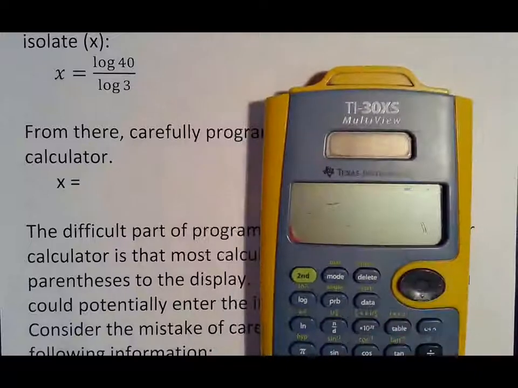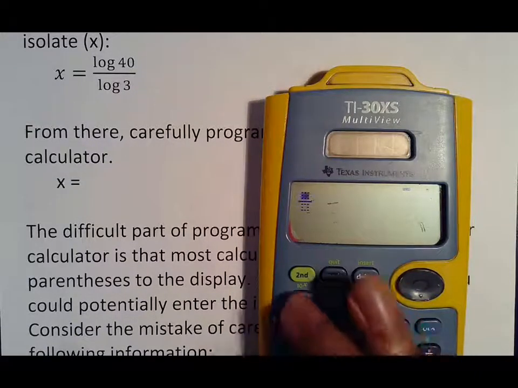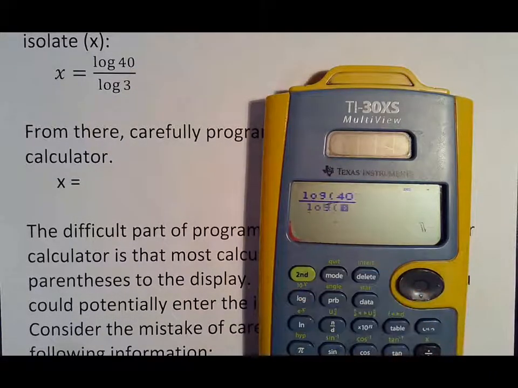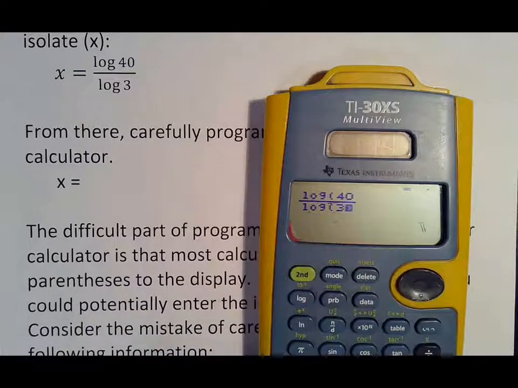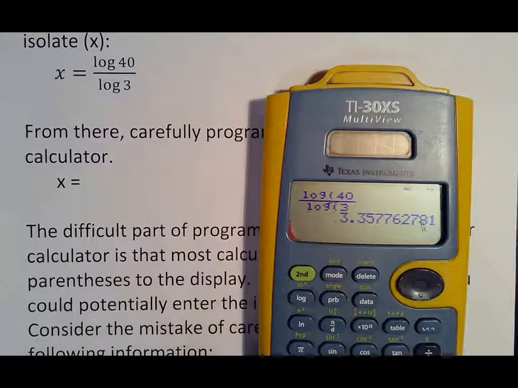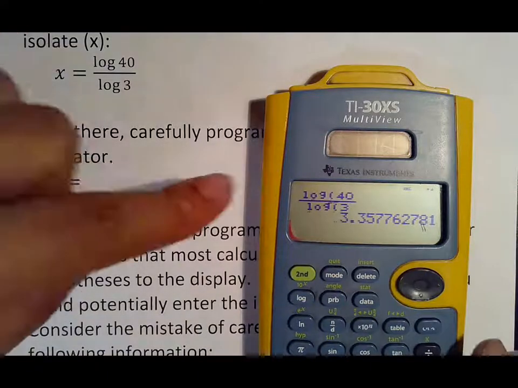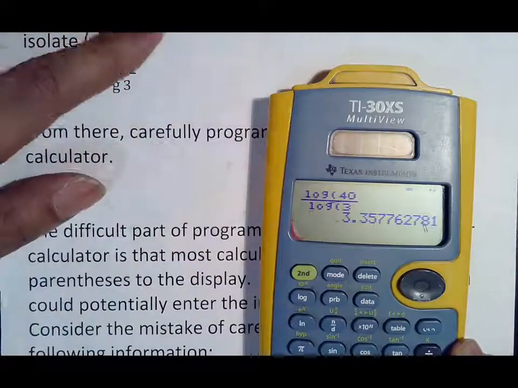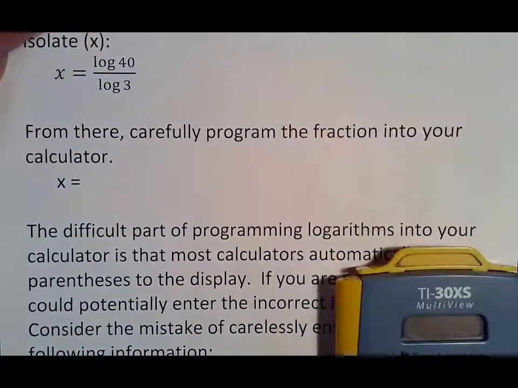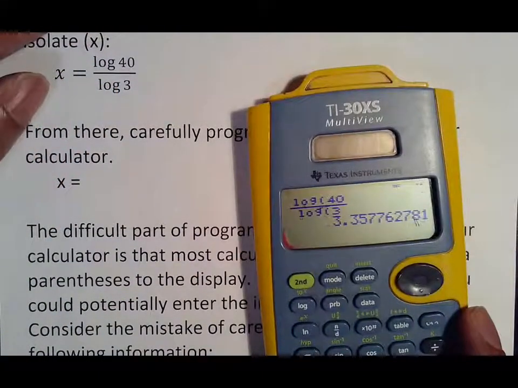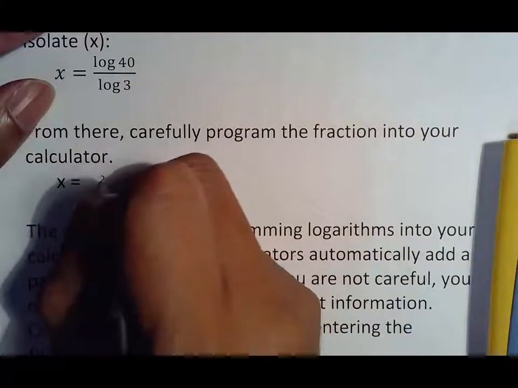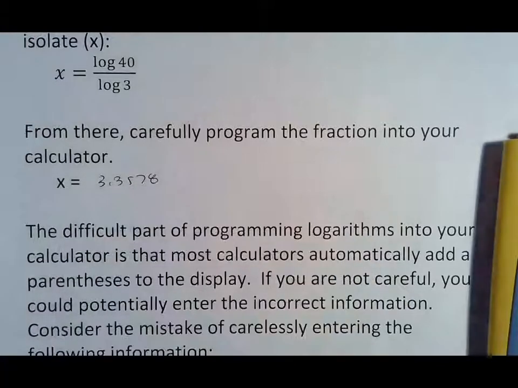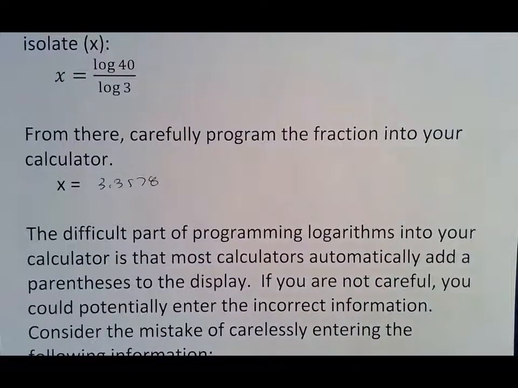Now the good news on this calculator is that when you do a fraction and you put log 40 over log 3, your calculator is smart enough to take these two things and separate them. Again, you could put your parentheses on the back of them, but because that's already in a fraction, your calculator is going to separate those numbers. But this is going to, I guess, 4 digits, so 3.5 7 8.